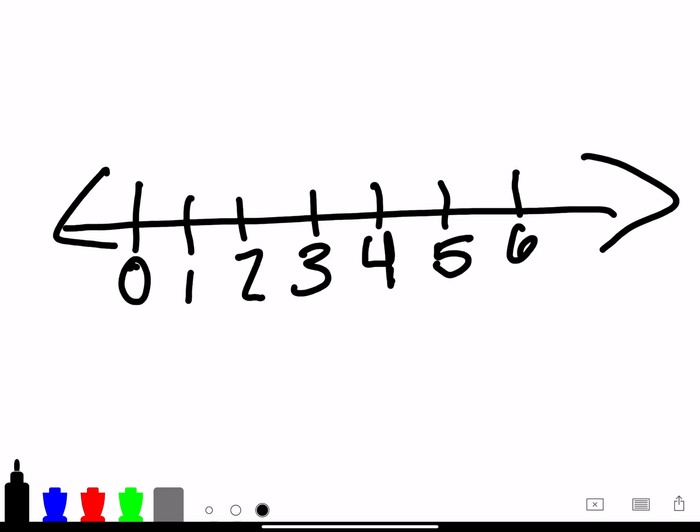So the number line is a great tool for several things. But we are going to be reviewing the terms called count on and count back. Now, in your mind, what do you think count on means?